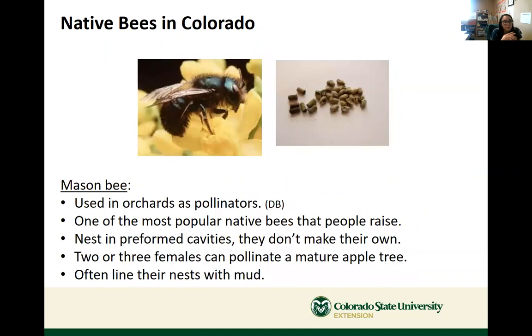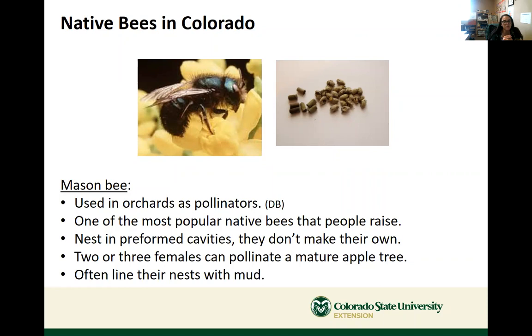Mason bees. These are a really popular kind of bee for people to raise as well. They're very commonly used in orchards as pollinators. Like I said, people do raise them. There's a lot of mason bee habitats, which I'll show you one at the end that you can make at home. This is definitely a bee that you can put up a habitat for in your yard. They nest in pre-formed cavities. They don't make their own. They don't dig or tunnel through wood. They are looking for a pre-formed cavity of the right diameter to make their nest. So that's where we can kind of help them out, and we'll talk more about that.